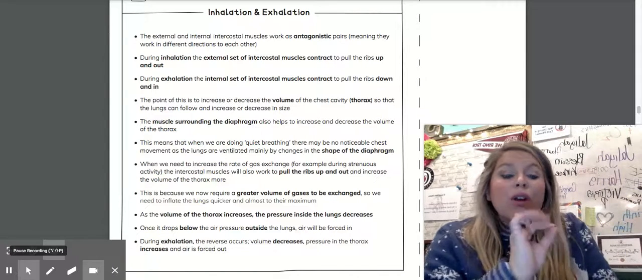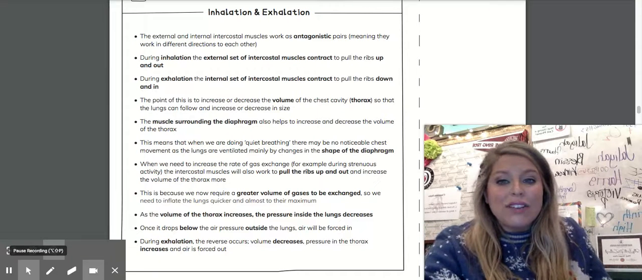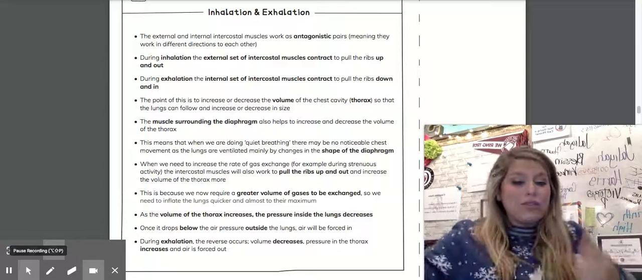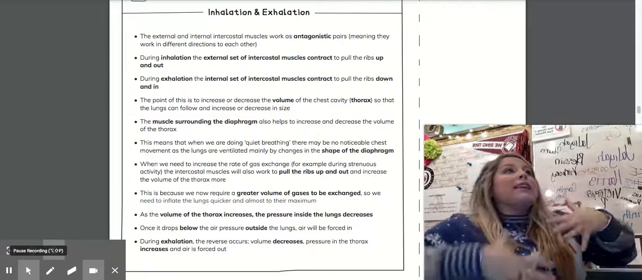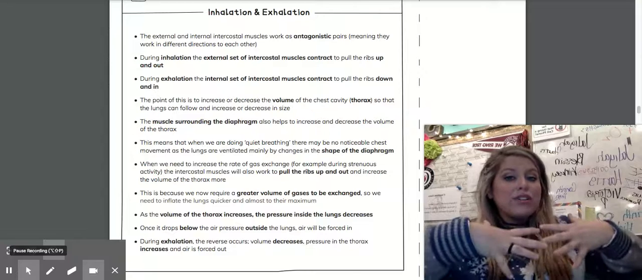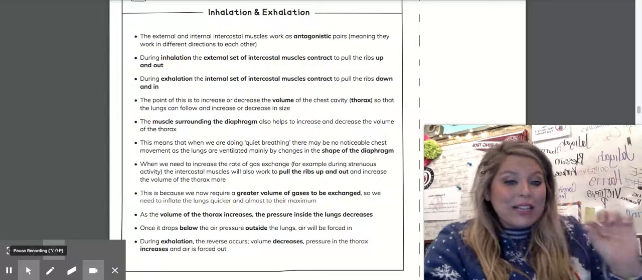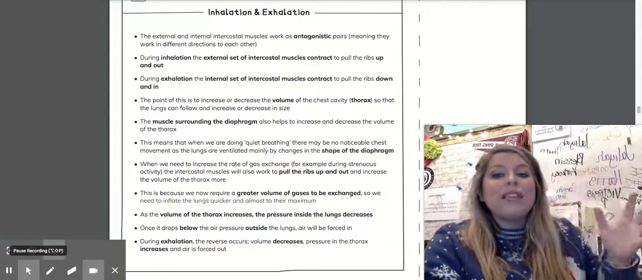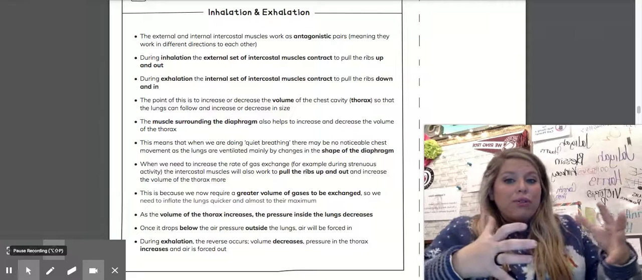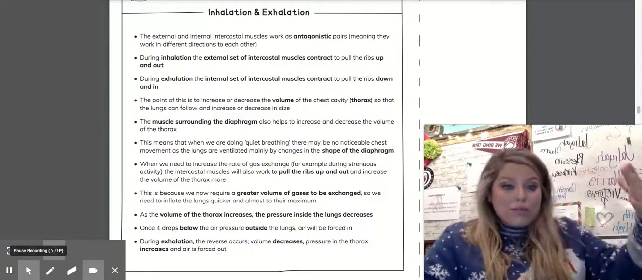Okay, so when we inhale, so for inhalation, the external set of intercostal muscles contract to pull the ribs up and out. So when you inhale, breathe in, your external intercostal muscles on the outside of the ribs are contracting to pull the ribs up and out. During exhalation, so you exhale, the internal set of intercostal muscles are contracting to pull the ribs down and in to help push the air out for you to exhale.